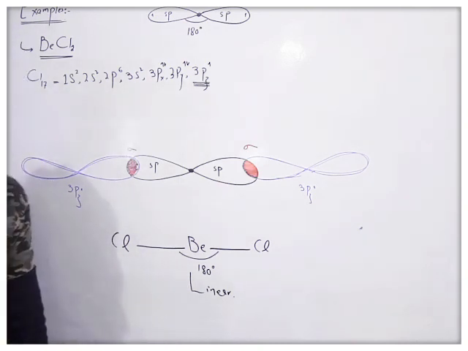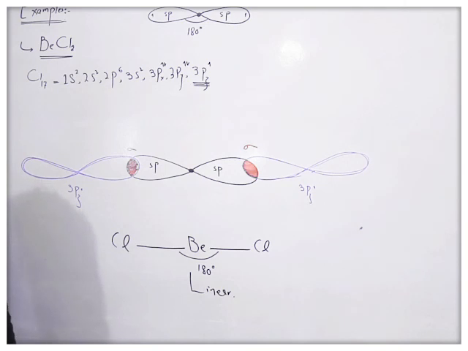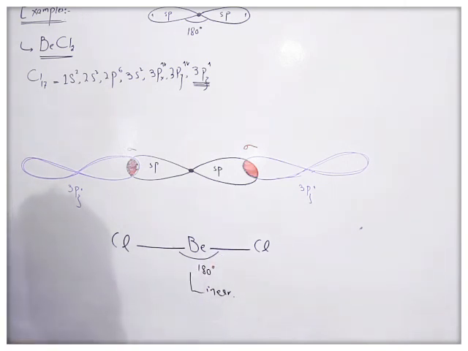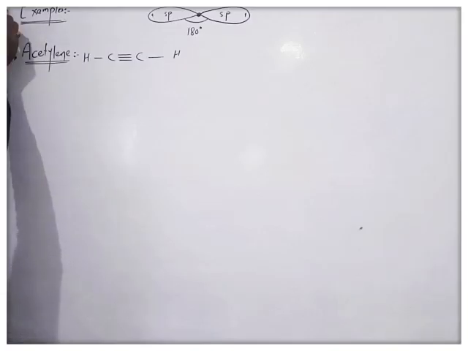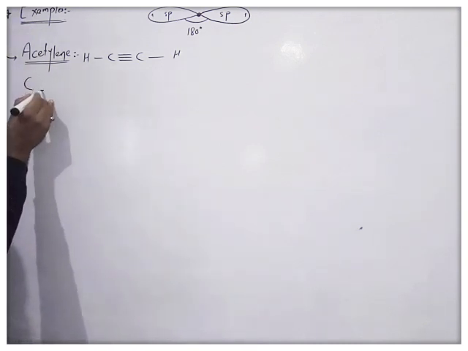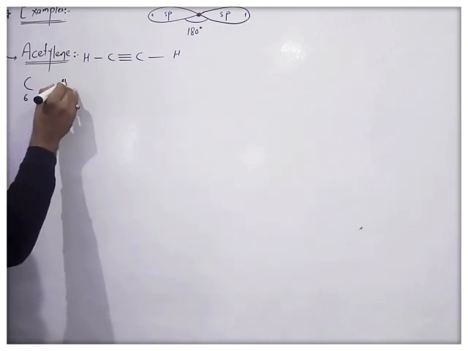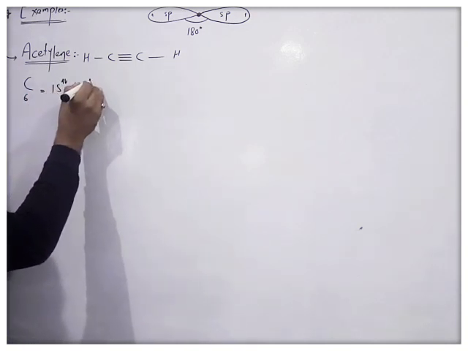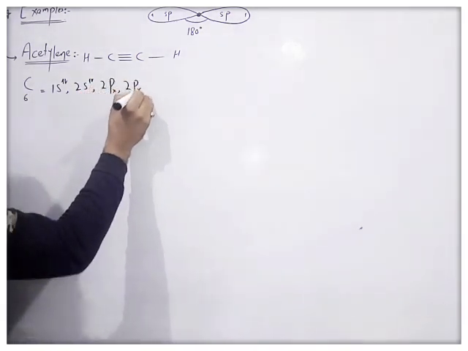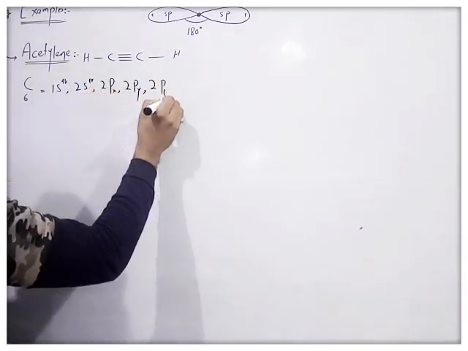And sp hybridization easily explained the divalency of beryllium. Another example is ethyne, also known as acetylene, with a triple bond. The atomic number of carbon is 6, and the electronic configuration becomes 1s2, 2s2, 2px, 2py and 2pz.